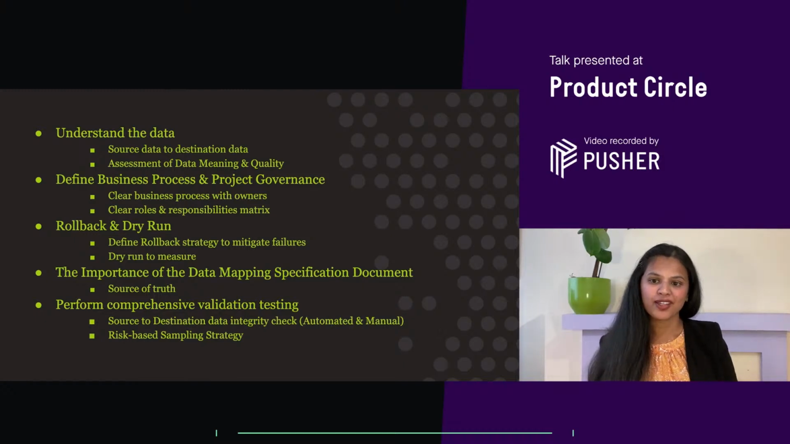Tip 4: the importance of the data migration specification document. This document is the core of data migration. It ensures a complete field mapping, and it is used to create all mapping rules and exceptions.